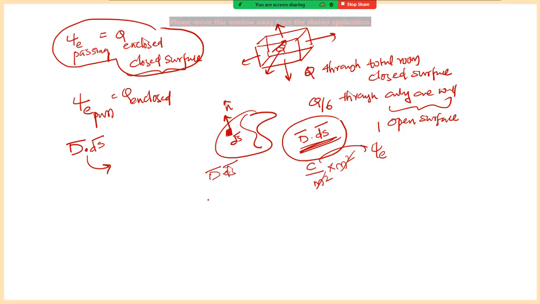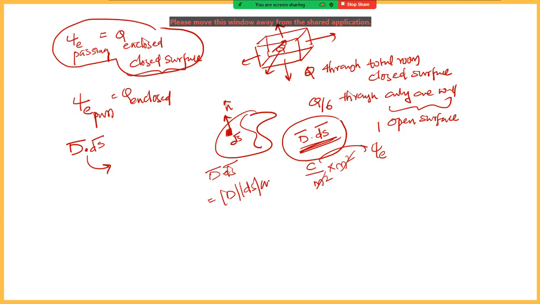So d bar dot ds bar is equal to the magnitude of d bar, the magnitude of ds bar, and cos of the angle between these two, that means d and ds. So what is ds? Whatever surface we have taken, that is coming outside. Okay, that is coming outside. Now you see carefully.